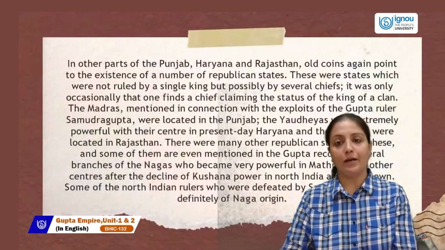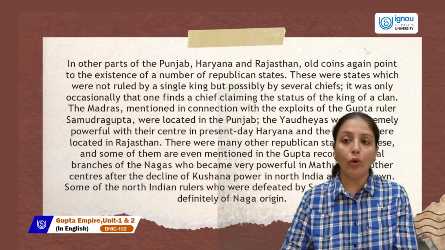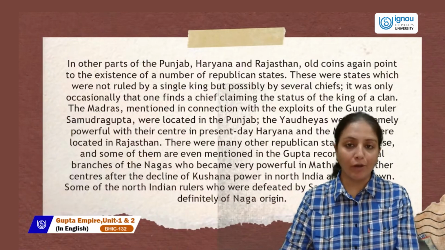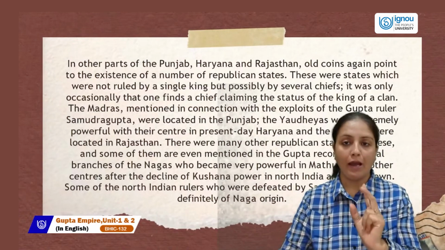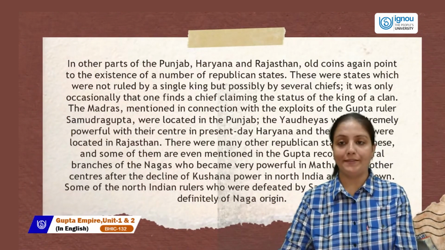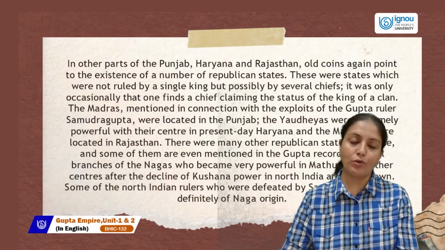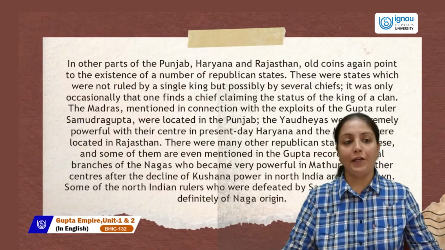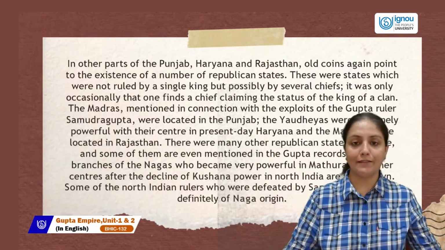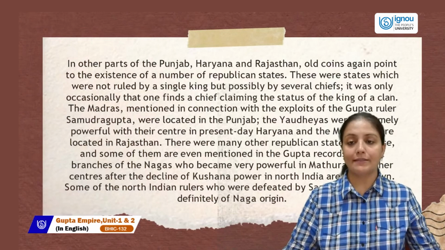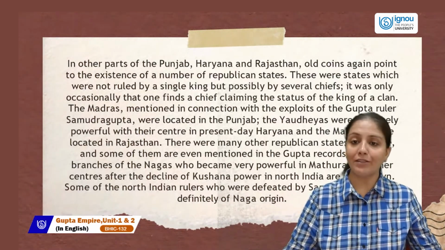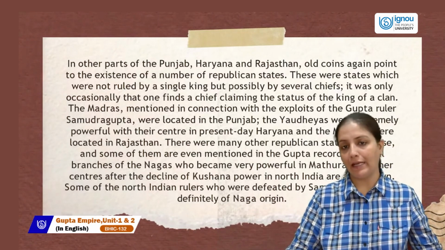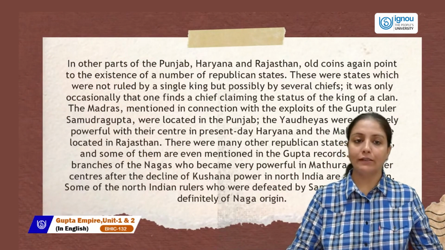In other parts of Punjab, Haryana, Rajasthan, old coins again point to the existence of a number of republican states. These were states which were not ruled by a single king, but possibly by several kings. It was only occasionally that one finds a chief claiming the status of king of a clan. Clan means Vansh. You can understand about the clan, the status of the king of a clan.